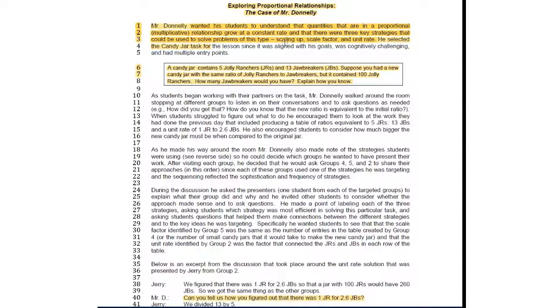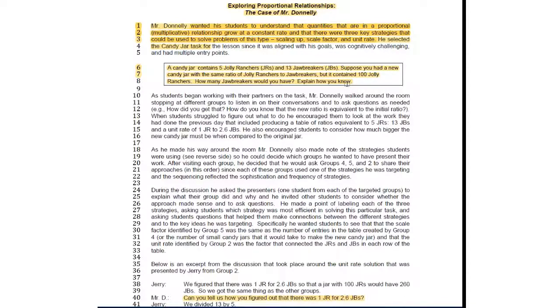The second effective practice is implementing tasks that promote reasoning and problem solving. So let's check out the task Mr. Donnelly selected. He used the candy jar task. It says a candy jar contains 5 Jolly Ranchers and 13 Jawbreakers. Suppose you had a new candy jar with the same ratio of Jolly Ranchers to Jawbreakers, but it contained 100 Jolly Ranchers. How many Jawbreakers would you have? Explain how you know.